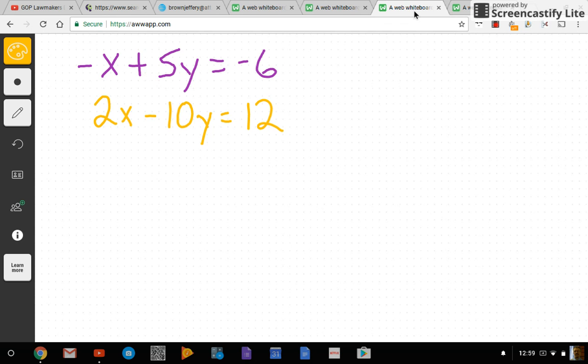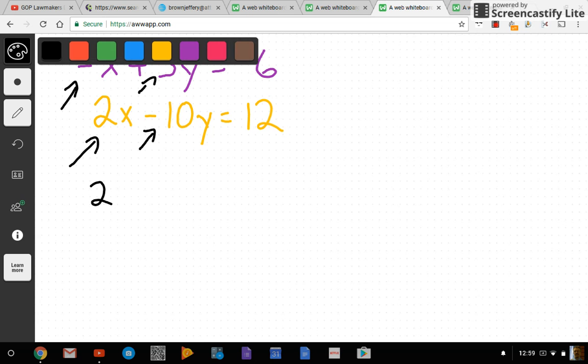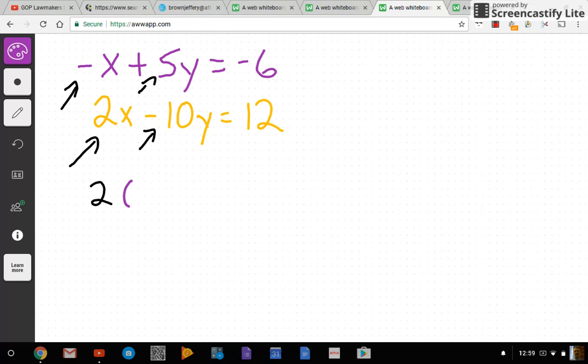Just looking at these, there's a couple of different things I could do. See, right here I've got a negative x and a positive x, and it would be easy enough to multiply that one by 2. I could also look and see here I've got a positive 5y and a negative 10y. So that would be easy enough. So what I'm going to do is I'm going to take the top equation and I'm just going to multiply it times 2. Don't need to multiply it times a negative 2 because it's already got a negative x there. 5y is equal to negative 6.